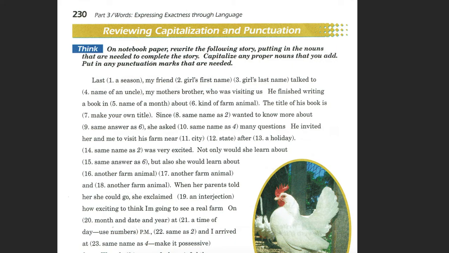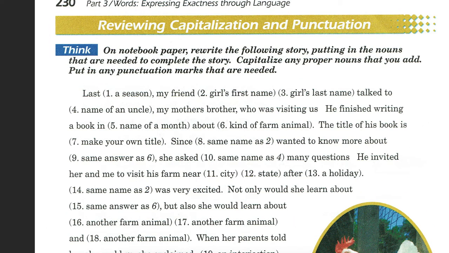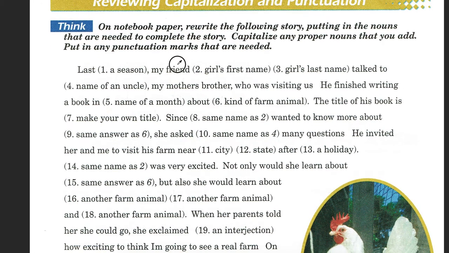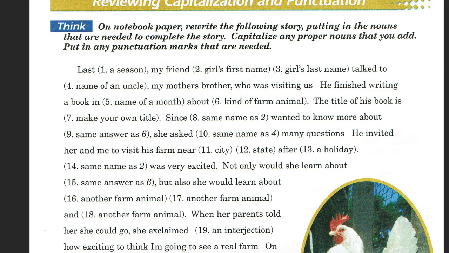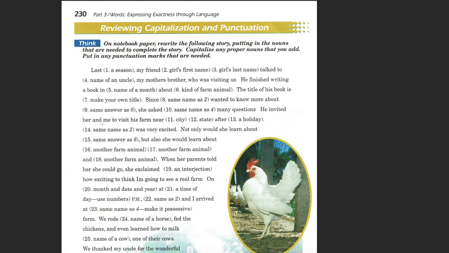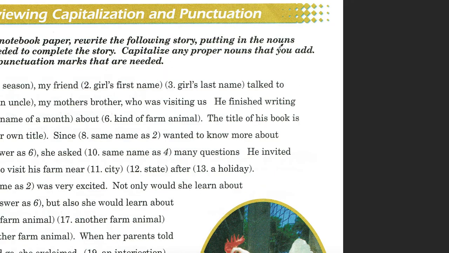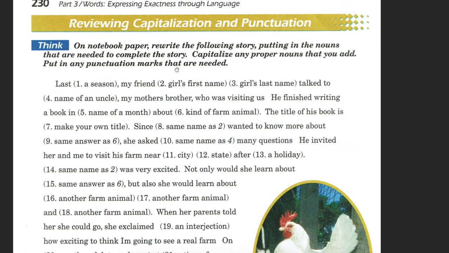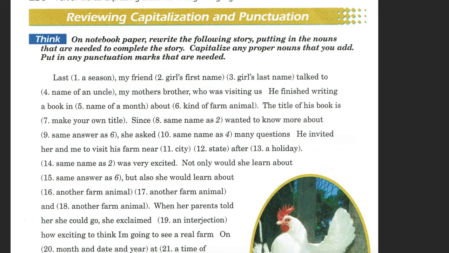All right. On notebook paper, rewrite the following story, putting in the nouns that are needed to complete the story. Capitalize any proper nouns that you add. Put in any punctuation marks that are needed. So in this part, you're reading this whole passage here, and you have to fill it in. Okay. I think if you have no space, you can just write it on top of the parentheses. You don't have to do it on a separate piece of paper.